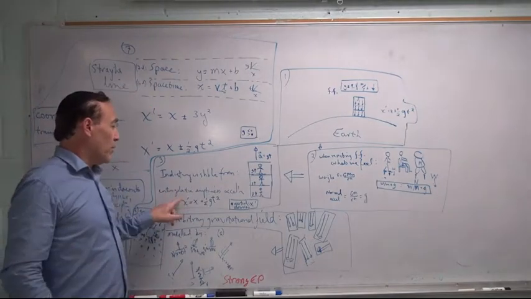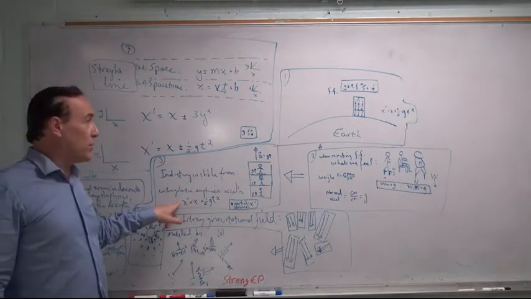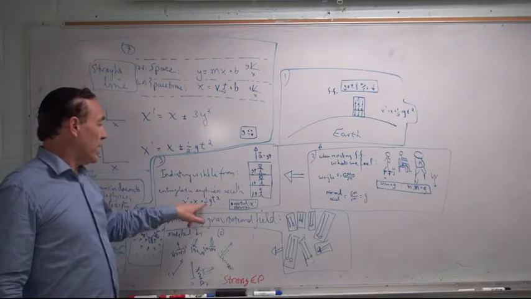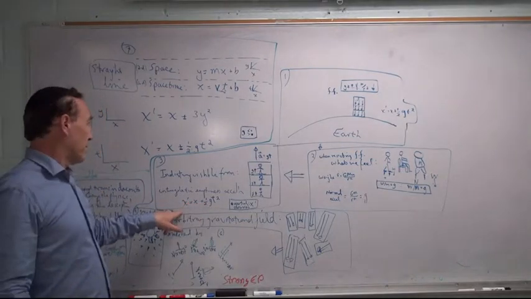Okay, so equation-wise, what's the transformation? We have one sees the other according to this. All right?